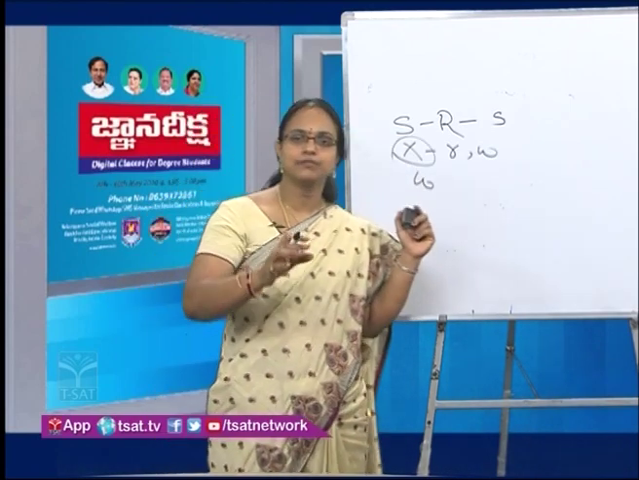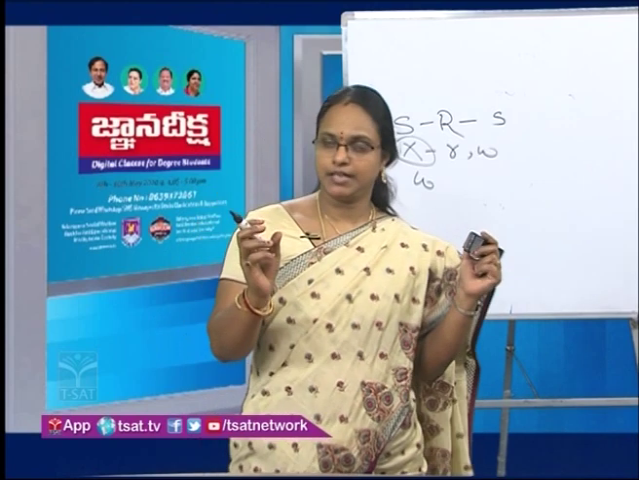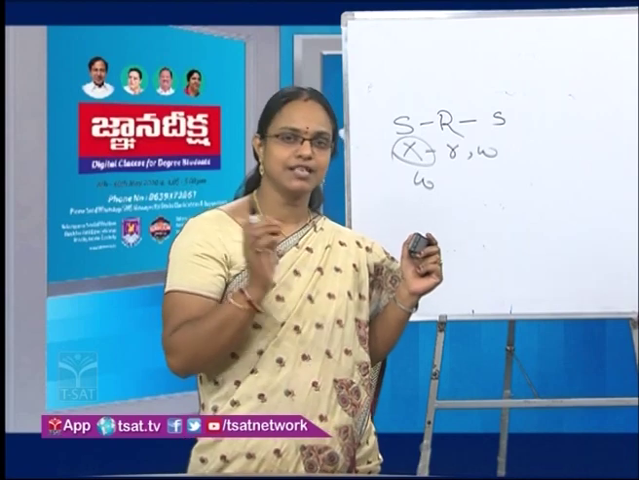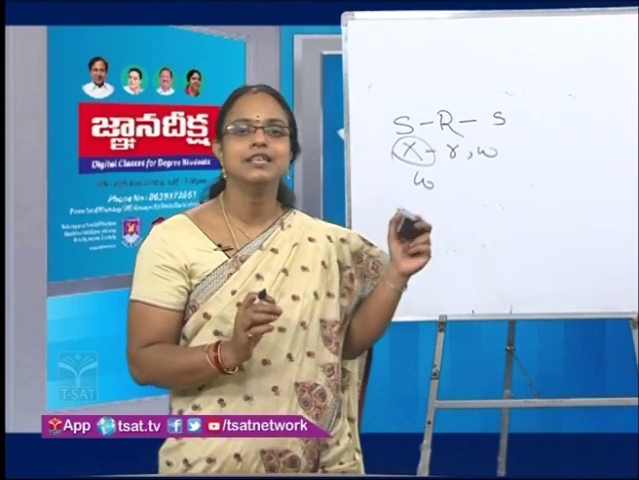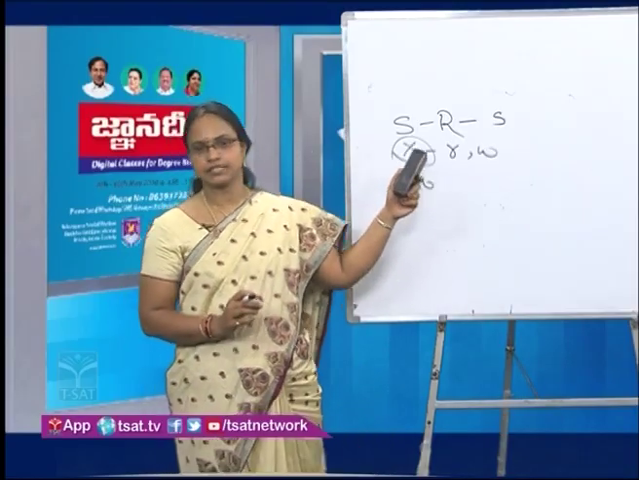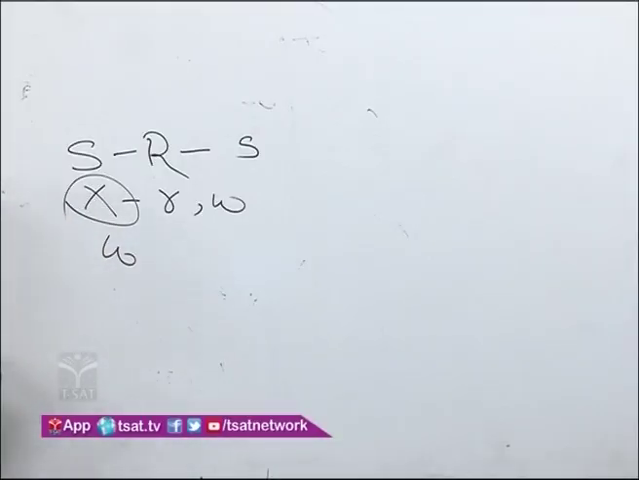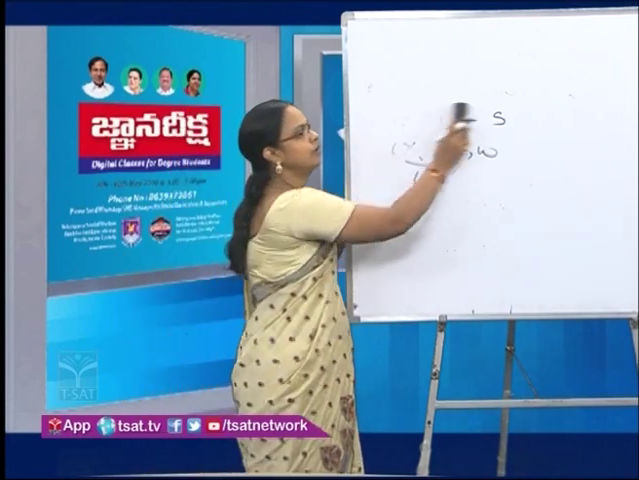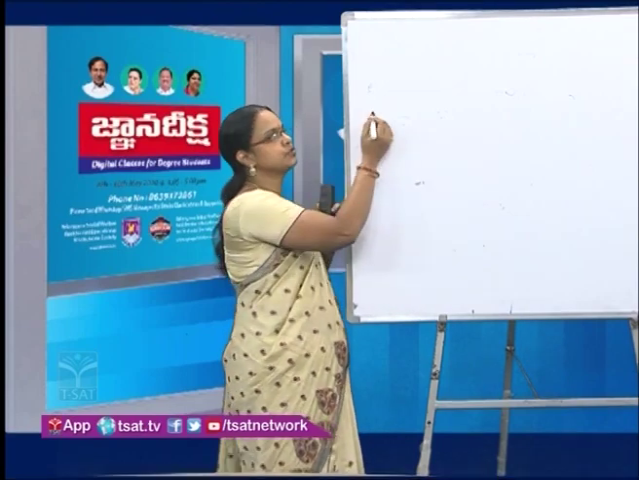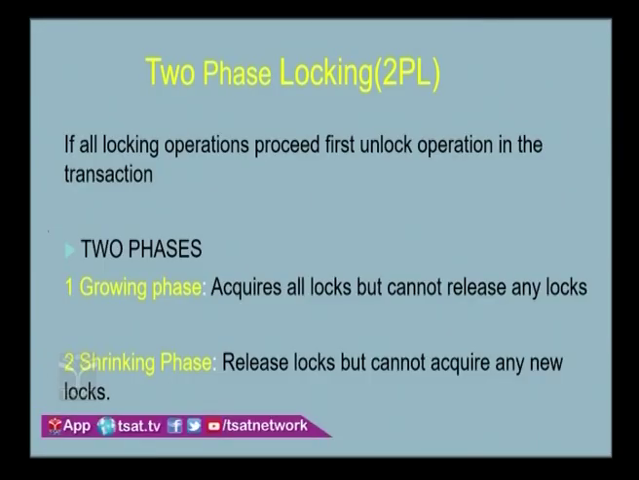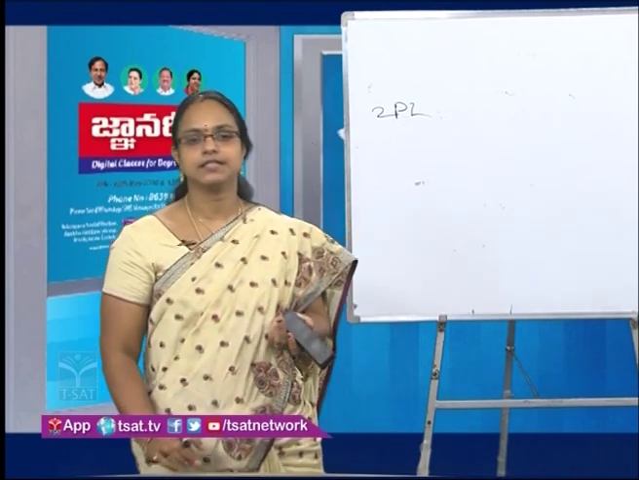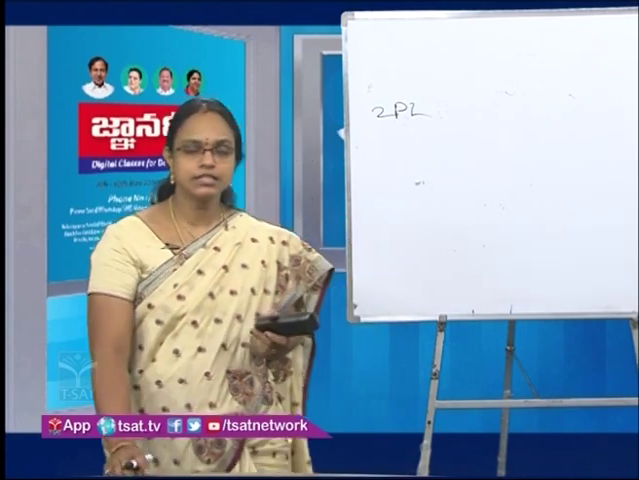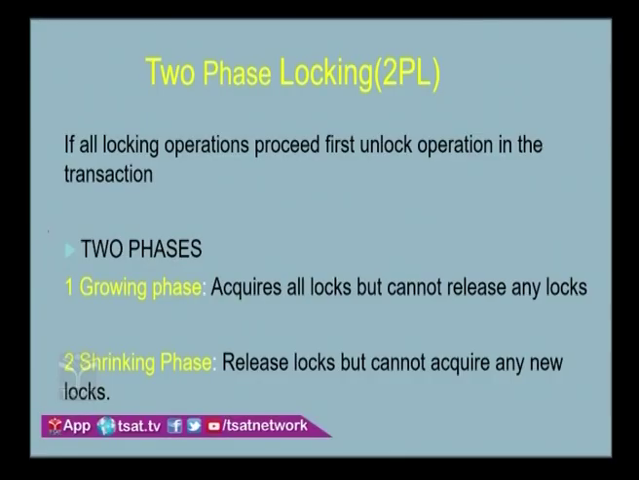When I am changing the balance in the database object, no other transaction is allowed to change that balance or read that balance. This type of lock we call an exclusive lock. There are two types of locks, shared locks and exclusive locks. Now we have a lock-based protocol called two-phase locking, in short 2PL. In this 2PL there are two phases, the growing phase and the shrinking phase. The growing phase is where you start applying the locks.